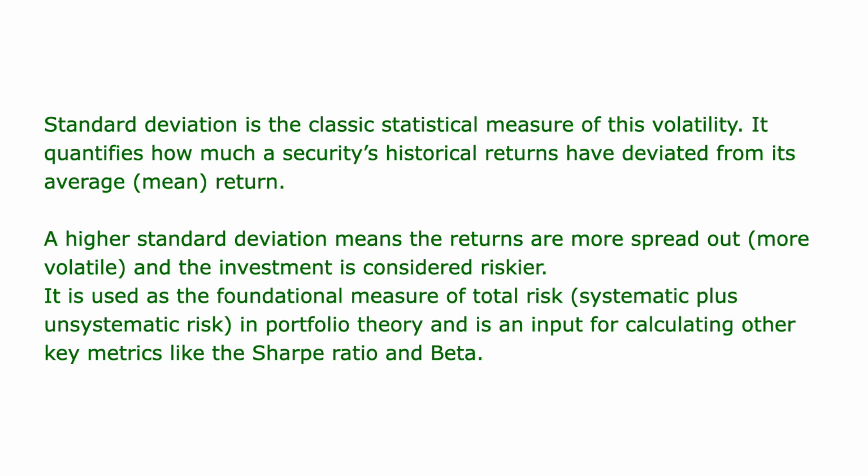Standard deviation is a well-known way to understand how much things are changing. It tells us how much a security's past returns have varied from its typical return. If the standard deviation is high, it means the returns are all over the place, more volatile, which makes the investment seem riskier. In portfolio theory, it's the starting point for figuring out total risk, which includes both systematic and unsystematic risks. It's also used to help calculate other important things, like the Sharpe ratio and beta.